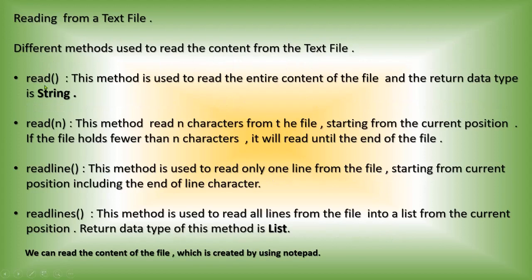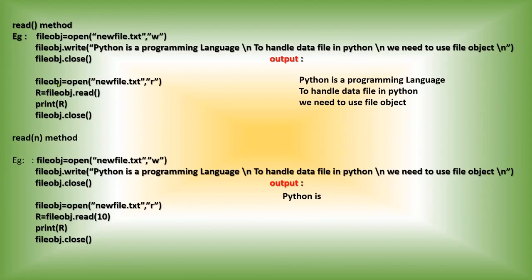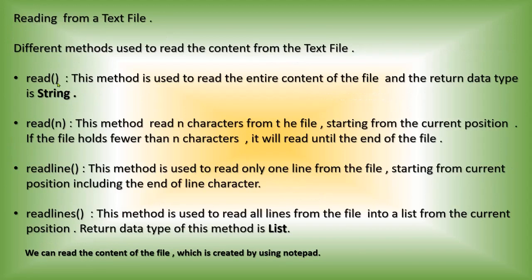The first one is read with an empty bracket. There is no argument for the method. That means it will read the entire content of the text file, and the return data type of this method is string. Wherever the cursor is, from that position till the end of the file, the content is read by using the read method.